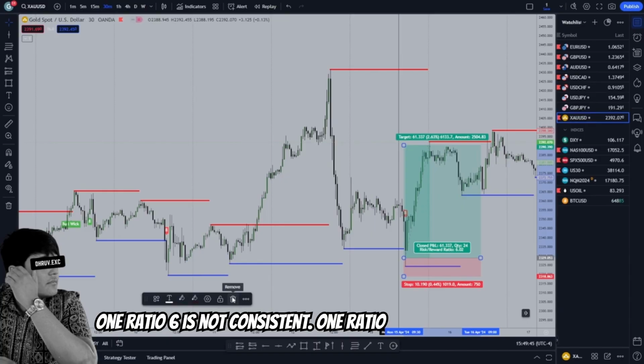1:6 is not consistent. 1:2 and 1:3 are. 1:2 can definitely be consistent. You can get 1:2 consistently, and 1:3 also sometimes, but 1:5 or 6 is a dream. If you get 1:6, that's nice, but it will not happen every day.